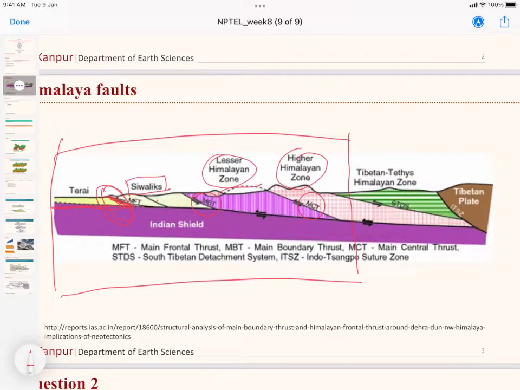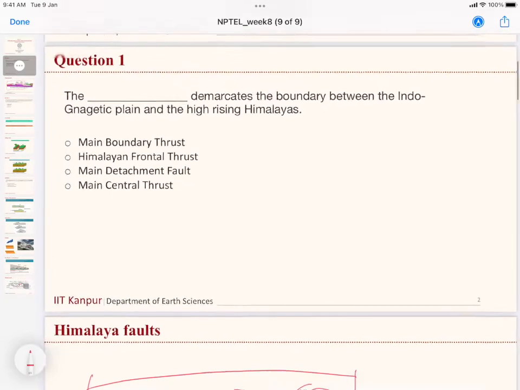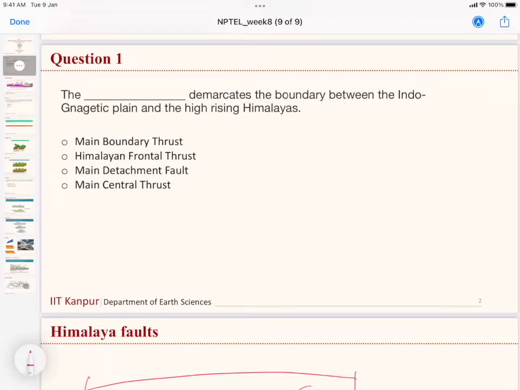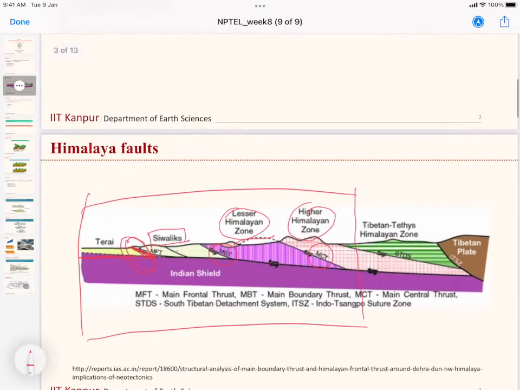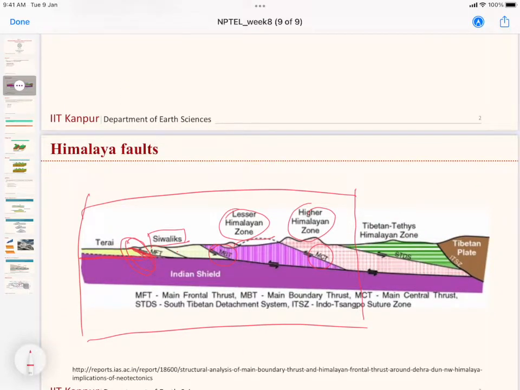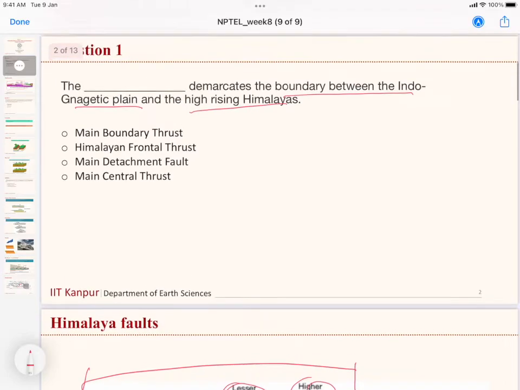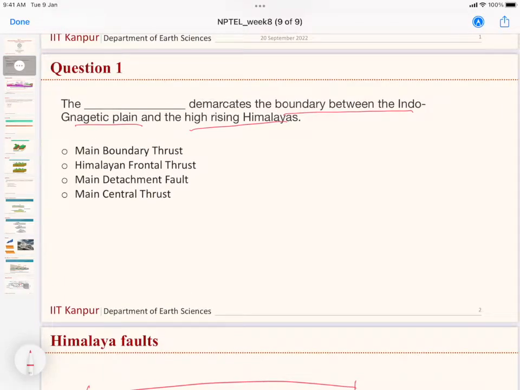Now, if we try to answer this question, what they were asking is the fault which demarcates the boundary between the planar region, the Indo-Gangetic plain, and the high rising Himalayas. That is the first thrust fault that we encounter. Can you tell me the answer from this figure? I think anyone can answer. What is this fault? And one more thing, MFT and HFT are both the same thing. Yeah, so the fault would be HFT.